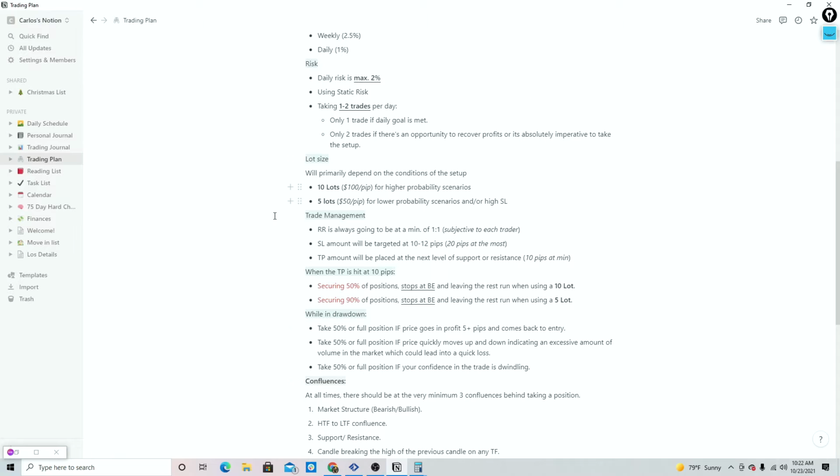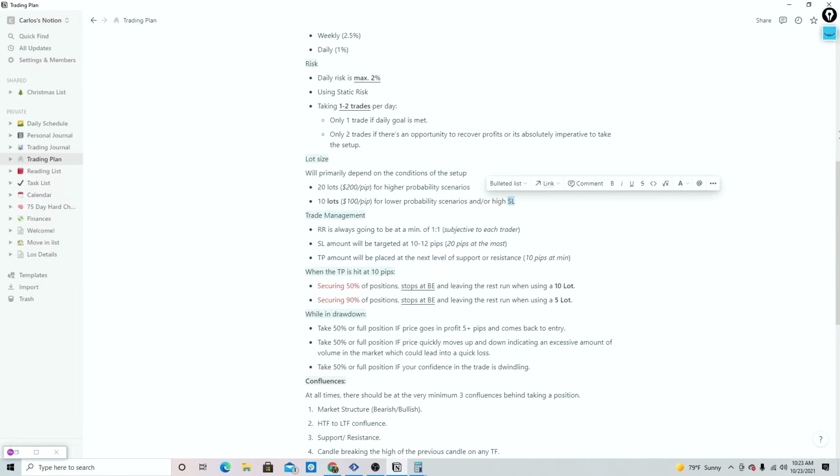So these were measures based on the $100,000 FTMO account. So if we use 20 lots, that's 1% of 200,000. Right, so $200 a pip for higher probability scenarios, and 10 lots, which is $100 a pip, for lower probability scenarios and or high stop loss, right?